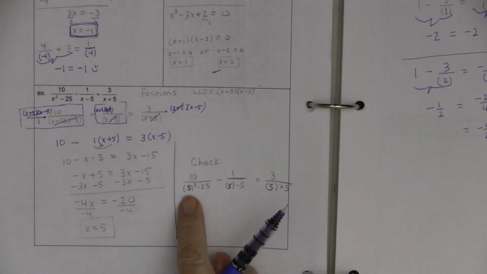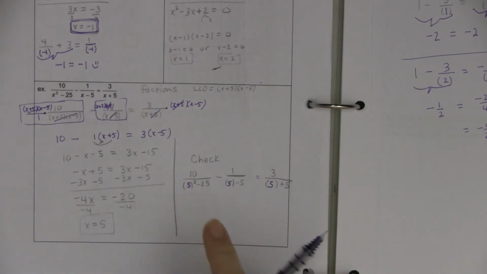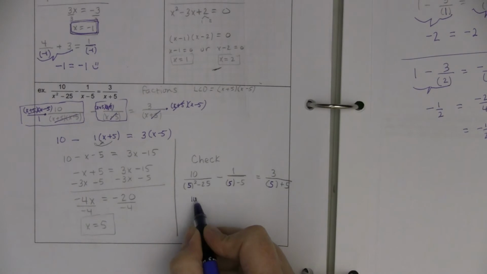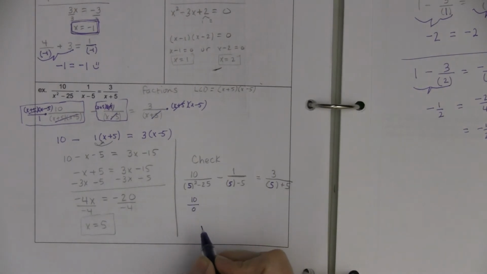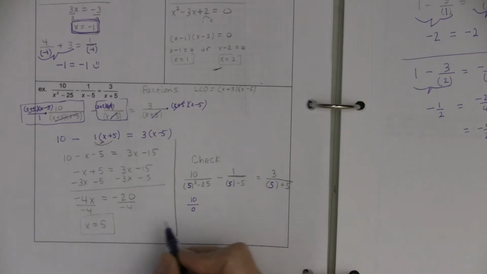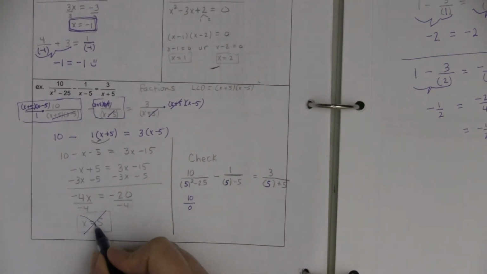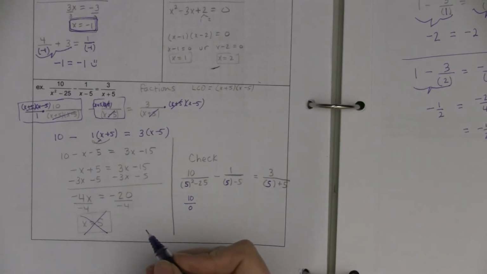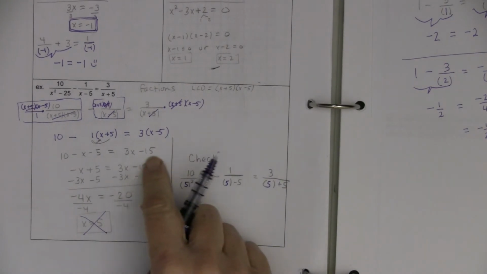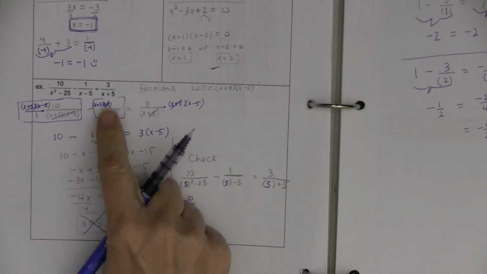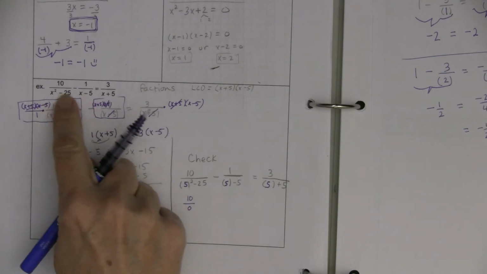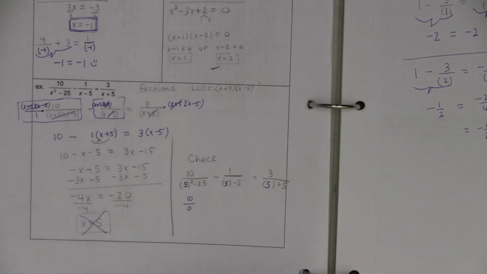And you notice that this denominator right here, 25 take away 25 is 0. And so this is right here, 10 over 0. And what that means, because you're not allowed to have 0 in your denominator, is that this is not really a solution. It's extraneous. It was a solution to the linear equation, but it wasn't a solution to the fraction equation that we had there.